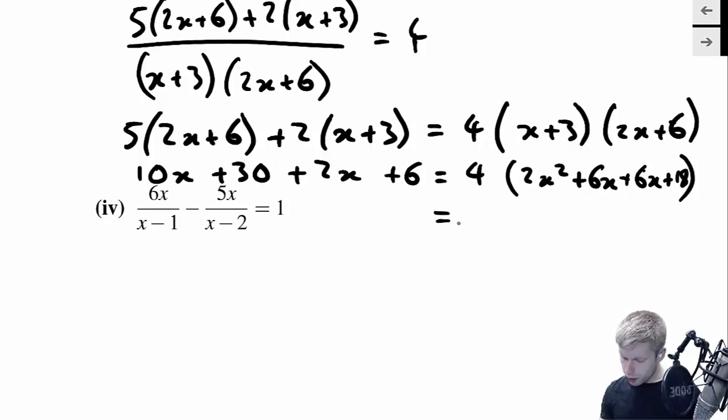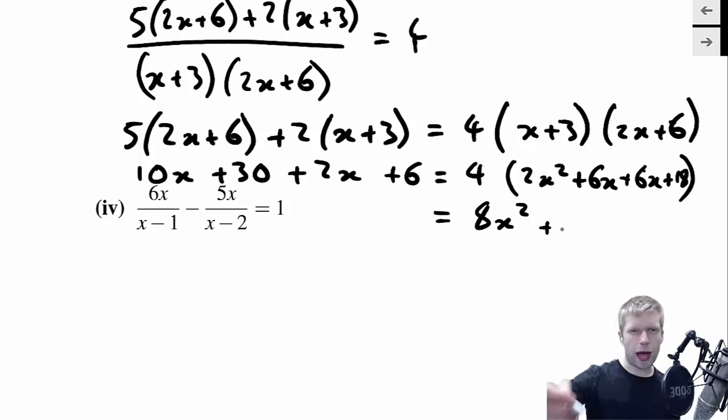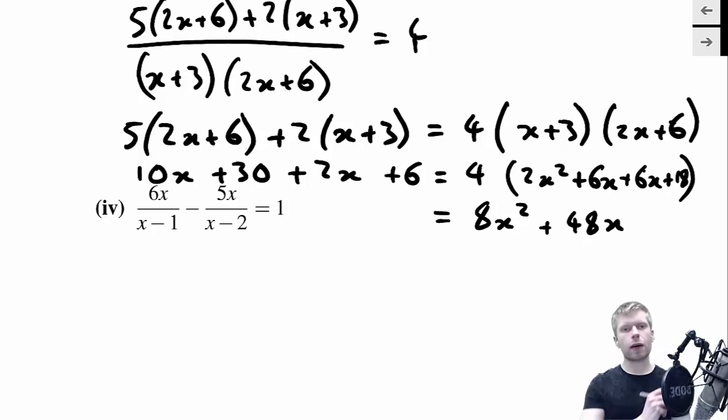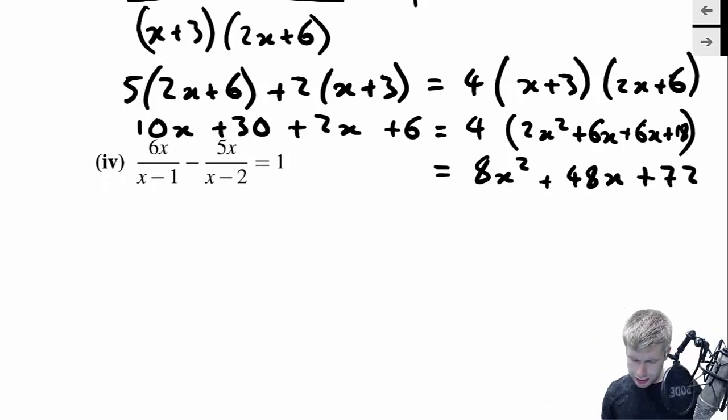Okay, so then I multiply all of this by 4, so I end up with 8x squared plus, well, 6x plus 6x makes 12x, so I multiply that by 4 as well, which makes 48x. And then 18 times 4, double it again, so 36, 72. Okay, and then I try and simplify this horrible thing. How many x have I got on the left-hand side? Collect together those like terms. I end up with 12x, and then 30 plus 6, which makes 36.